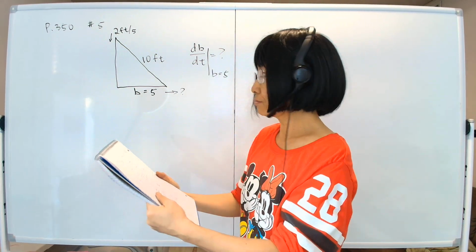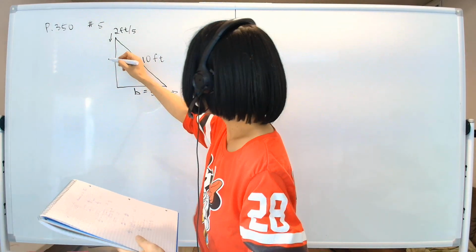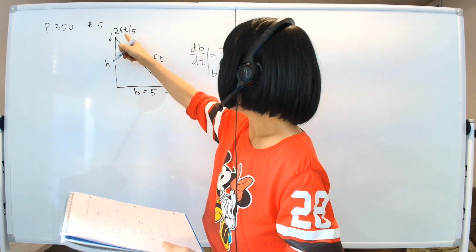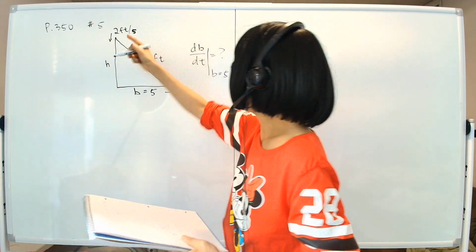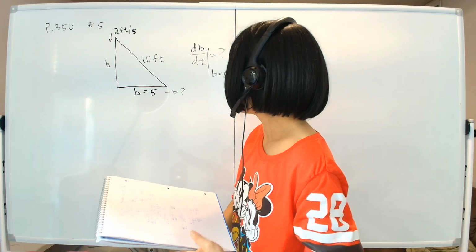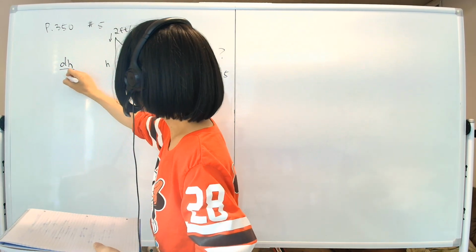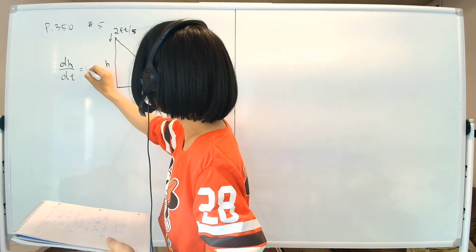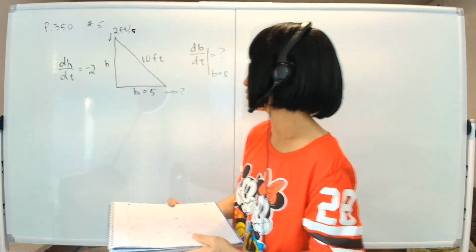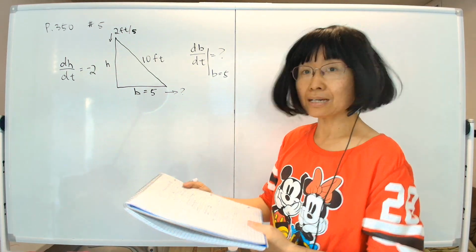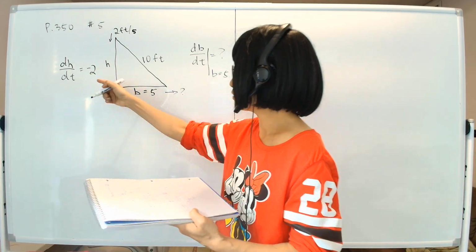So how do you find the value of b? We'll call the height h. And the 2 feet per second just means that dh by dt equals 2. In fact, it's negative 2 because it's reducing. The sign does matter. So with this kind of problem, the hard part is just to identify which one is what, and what is the rate of change of which quantity.